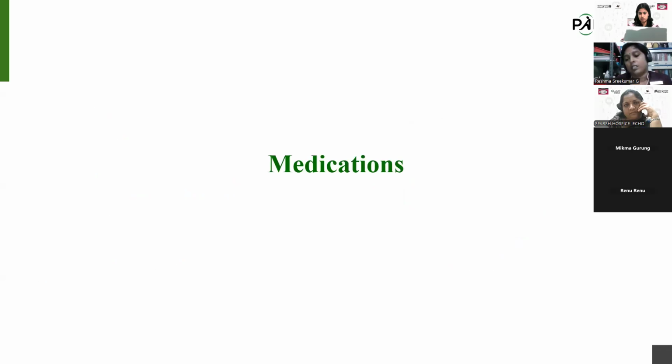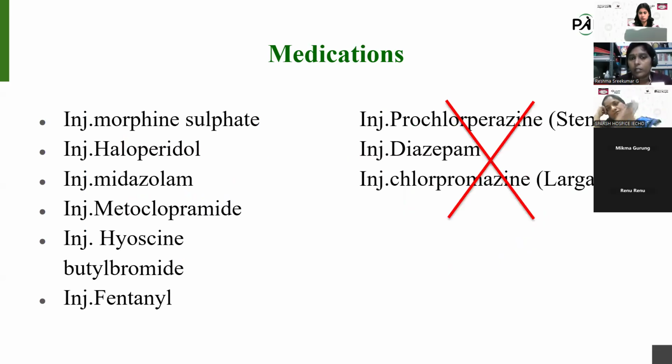And the medications. We can give many medications subcutaneously, but in palliative care, these are some of the common medications that we use for symptom management. For pain management, we use morphine. Then haloperidol we use for delirium, vomiting and all. Then midazolam we give. Metoclopramide we can give subcutaneously. Hyoscine butylbromide we can give. And also injection fentanyl. Like this, we can give many medicines subcutaneously in palliative care.